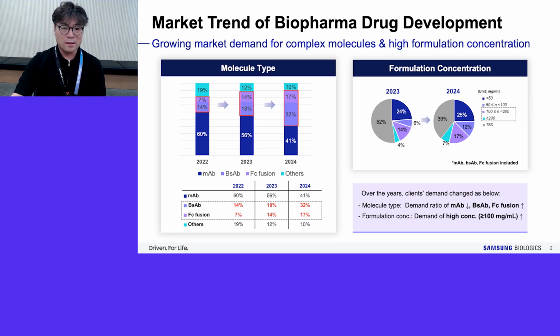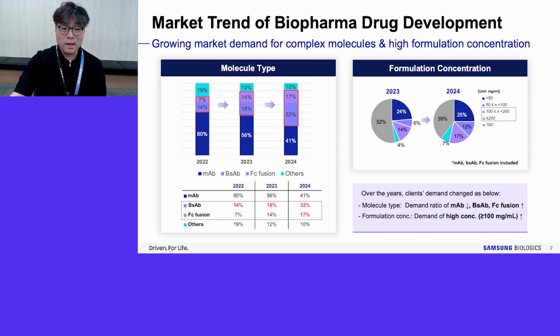As you can see, the molecular complexity has increased. In 2022, 60% of our projects were simple molecular antibodies. But now, most of the molecules, about 60%, are complex proteins like fusion, multispecific, or recombinant proteins. From the concentration perspective, expectations of over 100 mg per ml increased from 18% to 24%.